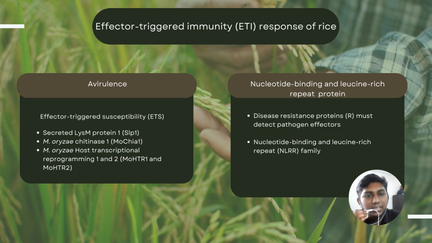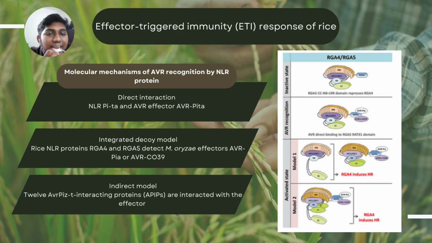In the ETI, the disease-resistance protein R must detect those pathogens, and these R proteins come from the nucleotide-binding and leucine-rich repeat family. There are three kinds of interaction in the molecular mechanism of AVR recognition by an NLR protein, also known as resistance protein. So the first one is the direct interaction. The second one is the integrated decoy model, in which two pairs of NLR proteins, such as RGA4 and RGA5, detect the effectors such as AVR-Pii or AVR-Co39. And the last one is the indirect model, where AVR-Pii interacting proteins interact with the effectors.